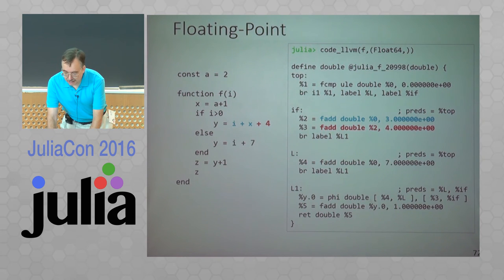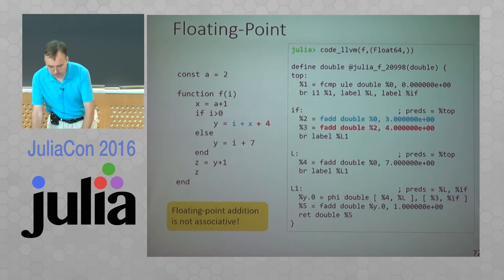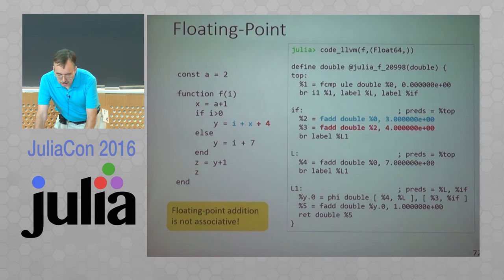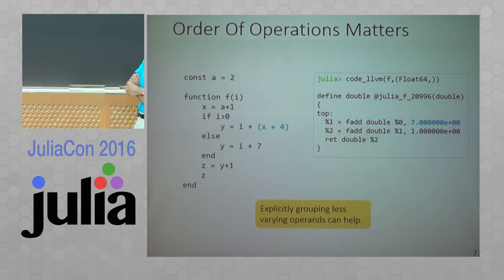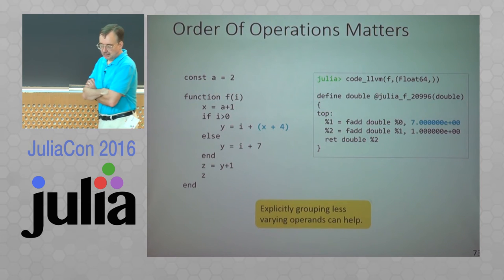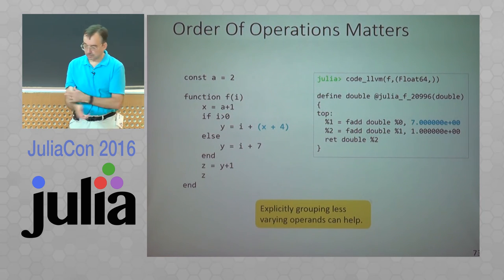And so the point is here, floating point addition is not associative, and so the compiler will not reassociate stuff by default. So one way to fix this is you can explicitly group stuff. So here I've added some parentheses, so I say do the x plus 4 first, knowing that x is probably coming in as a constant. And then the compiler is free to, it'll see that x is 3, and then x plus 4 is 7, and simplify the code.